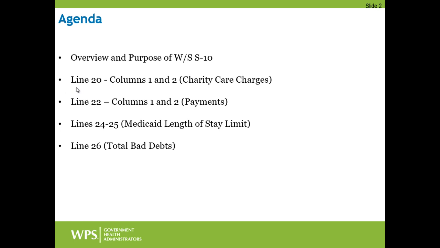We're going to be talking specifically about line 20, columns 1 and 2, dealing with charity care charges. We'll talk about line 22, again, columns 1 and 2, dealing with the payments. And then we'll talk about the special lines 24 and 25, dealing with the Medicaid length of stay limit and how that relates back to line 20. And then we'll spend some time with line 26 and the total bad debts.